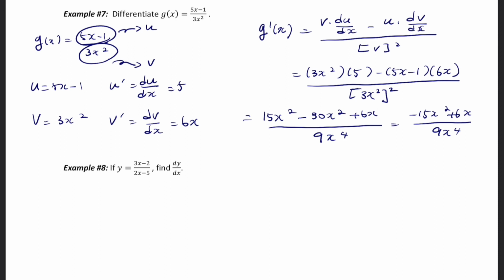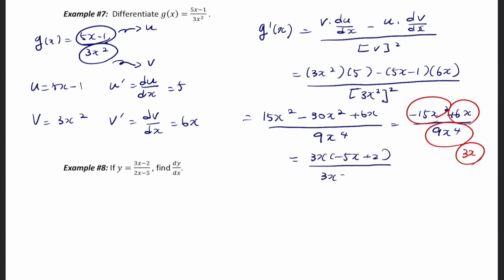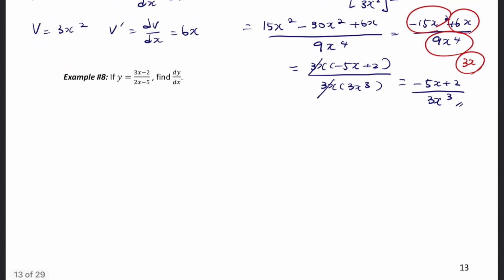Then you can see that all of the terms have the common factor 3x. Then we can simplify this further as 3x times negative 5x plus 2 over 3x cubed. Then we can simplify this, and it's the same as negative 5x plus 2 over 3x to the power cube. Okay. Then let's try example 8.